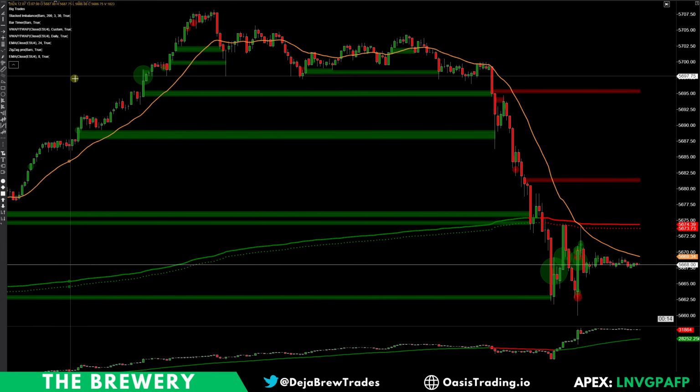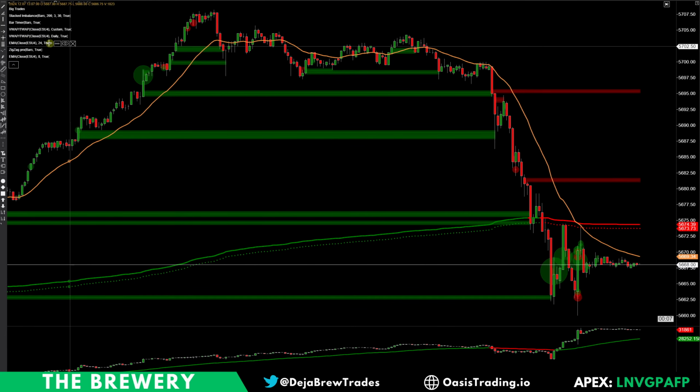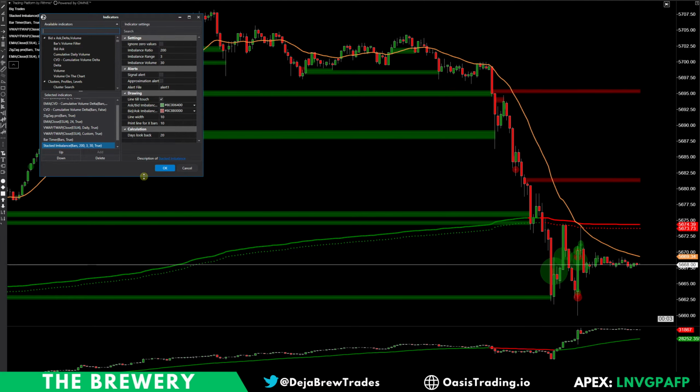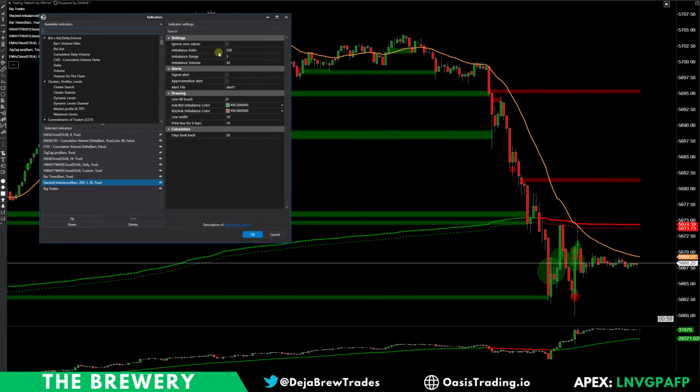The next indicator that I like to use on my 1 minute chart are these horizontal boxes here. These horizontal boxes are from this indicator right here, the stacked imbalance indicator. And for the most part, it's pretty much default settings. But if you want to match my settings, there you go. You can copy and paste those from my stream.